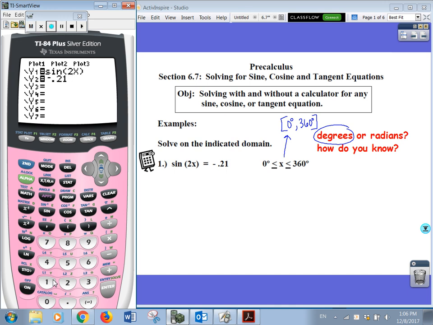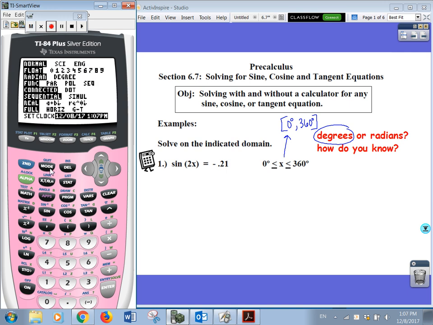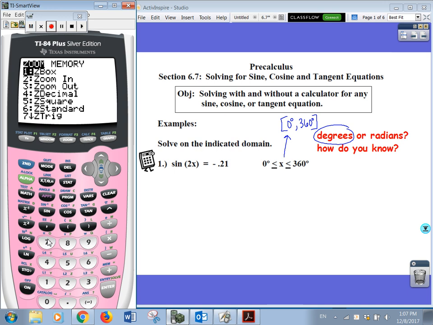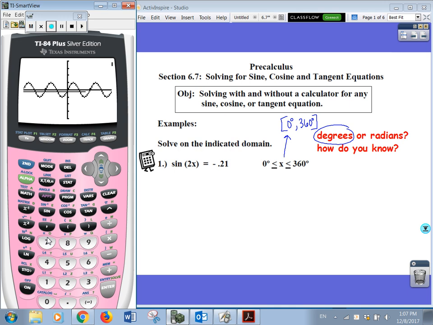Set it equal to negative 0.21. We need to make sure we are in the correct mode, which we are not, so we need to change that to degree. I like hitting zoom 7, so it kind of gets you at least started on the right path of the domain given. And then I'm going to go change my window. I only want to see the numbers between 0 and 360. And then when I graph it, I can see exactly how many answers that I'm going to have.